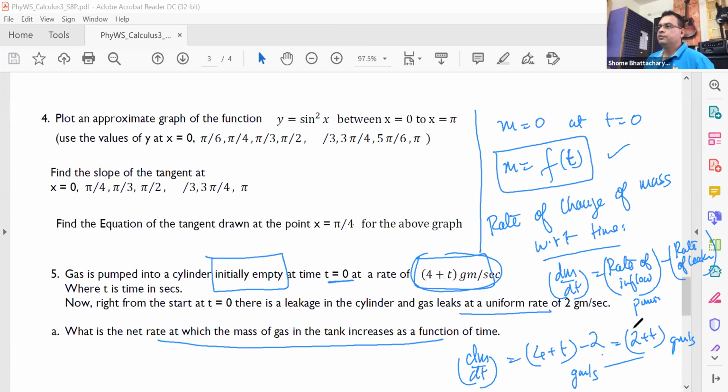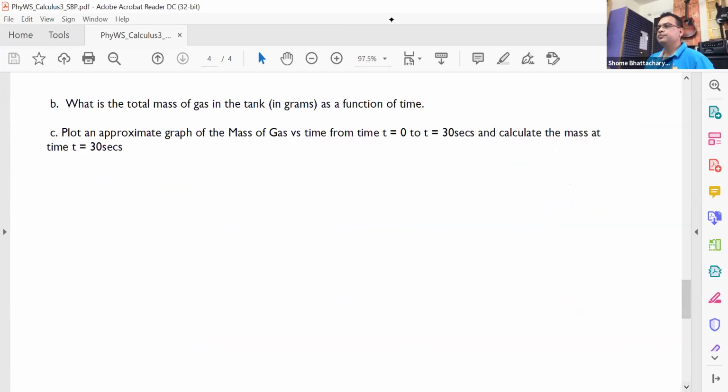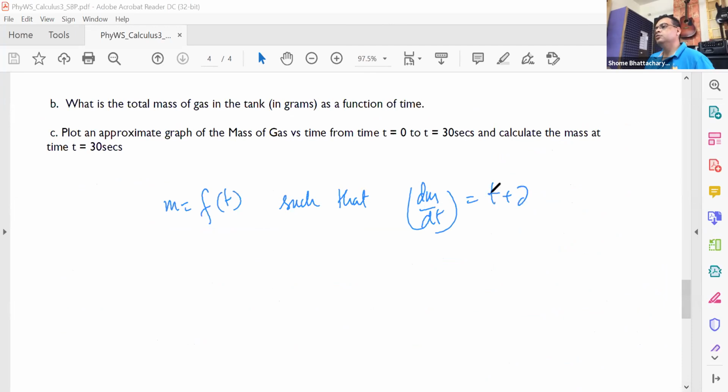a function of time and all that, we know how mass is changing with time. It's changing according to the function. So from this we have learned that mass is a function of time such that the rate of change of mass with respect to time is a linear function. It is t plus 2.